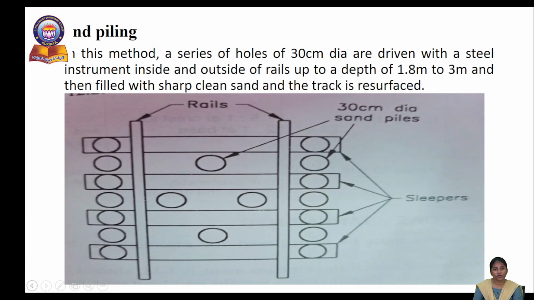Next we have sand piling. In this method, a series of holes of 30 centimeters diameter are driven with a steel instrument inside and outside the rails up to a depth of 1.8 to 3 meters, and then filled with sharp clean sand and the track is resurfaced. Here you can observe how the holes are made.